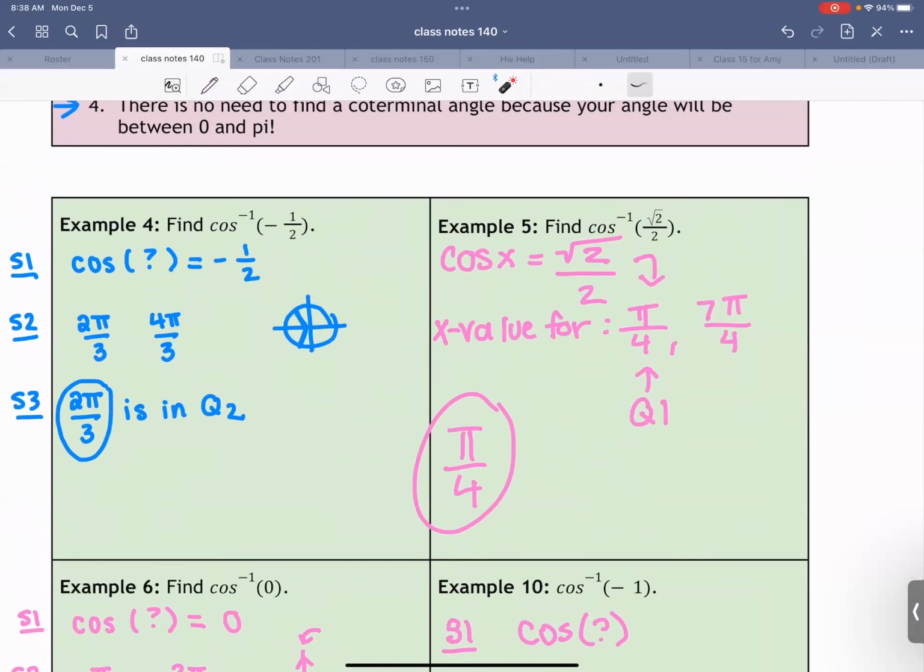All right, so example 5, let's see, who wrote up this one? Was that Paige? No? Oh, Ainsley, okay. Ainsley, do you want to go through example number 5?